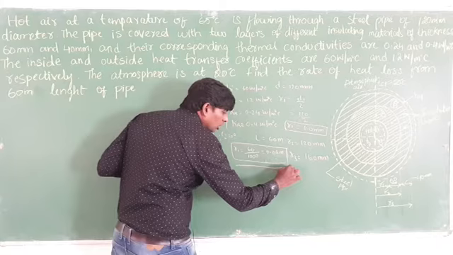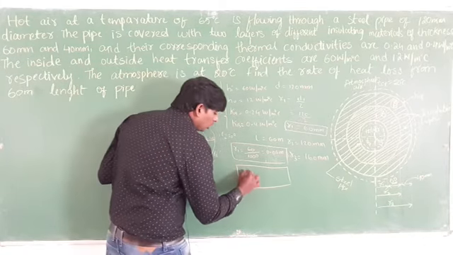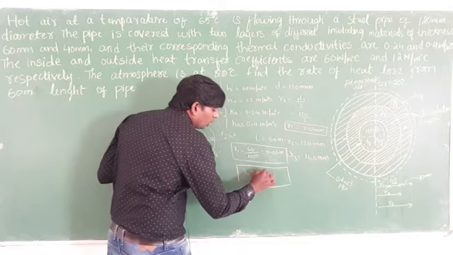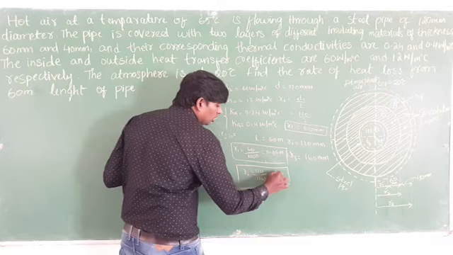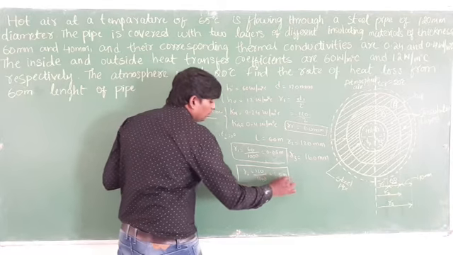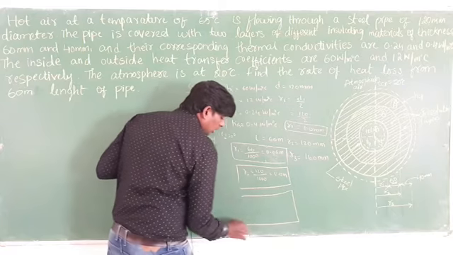Next you have to find out the value of R2. R2 is equal to 120 mm divided by 1000. So here you will get 0.12 meter. This one is your R2. Next if you want to find out the R3.